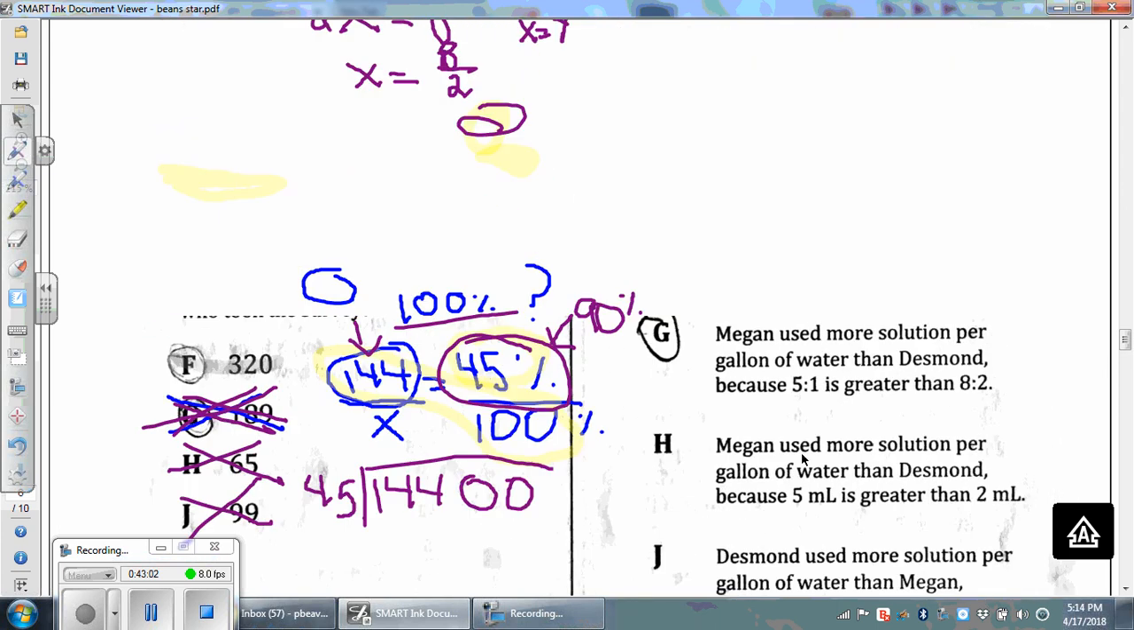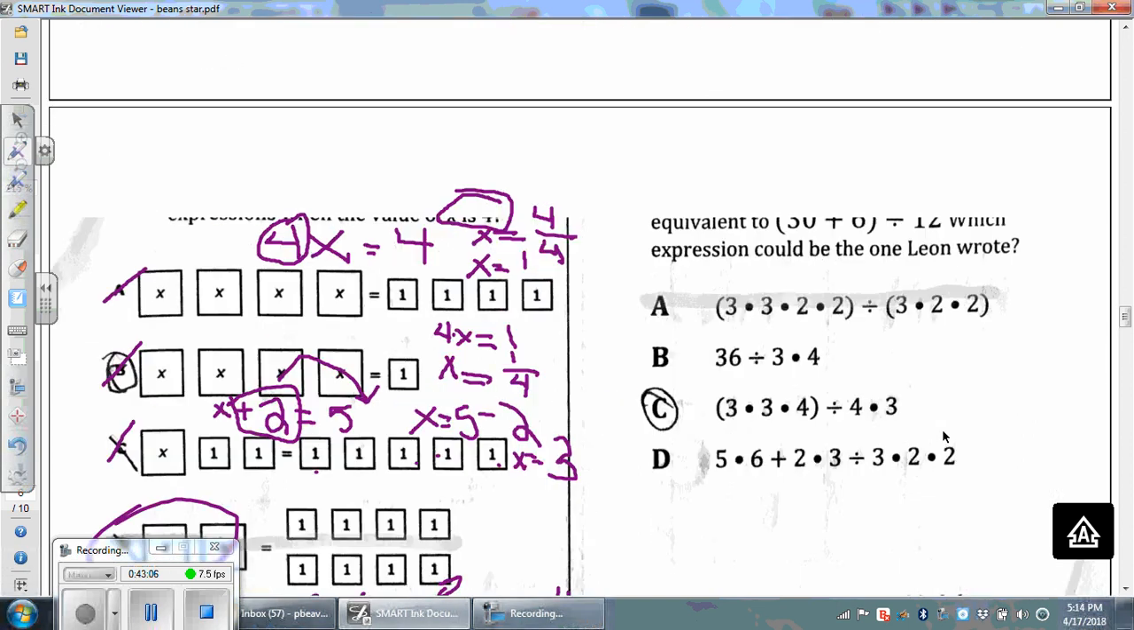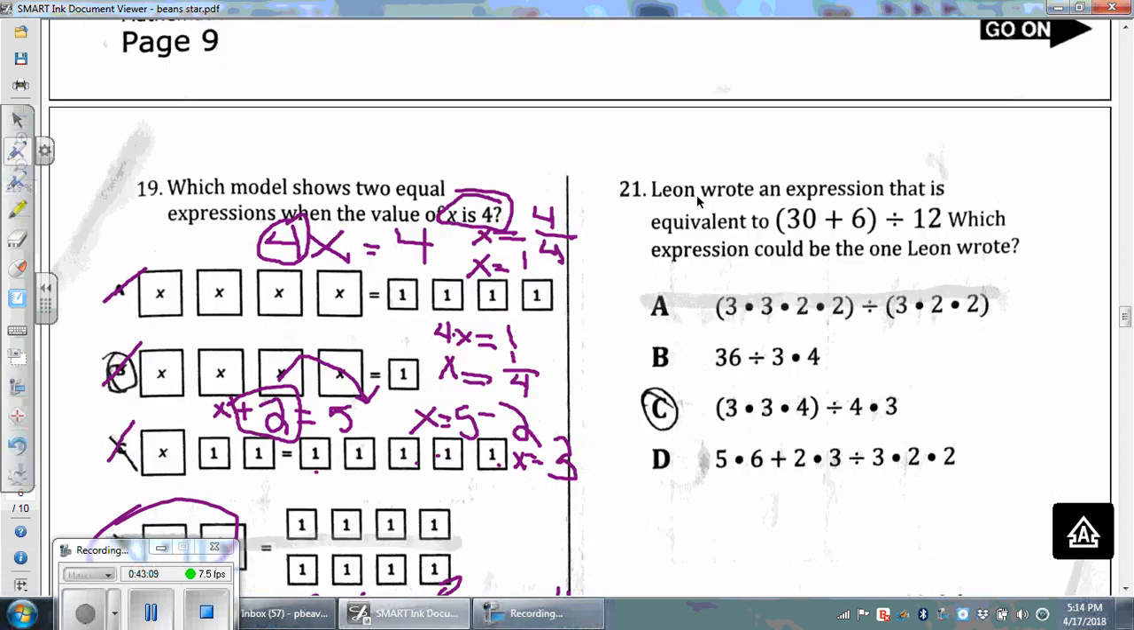So I'm going to go ahead and finish number 21 and 22 to finish this page. So Liam wrote an expression that is equivalent to 30 plus 6, divided by 12. Which expression could be the one Liam wrote? So we want something that is equivalent. Now, remember what we talked about division. Division is not commutative. So we want to make sure that we have a 12 on the right side, that we're dividing by 12. The divisor is 12.